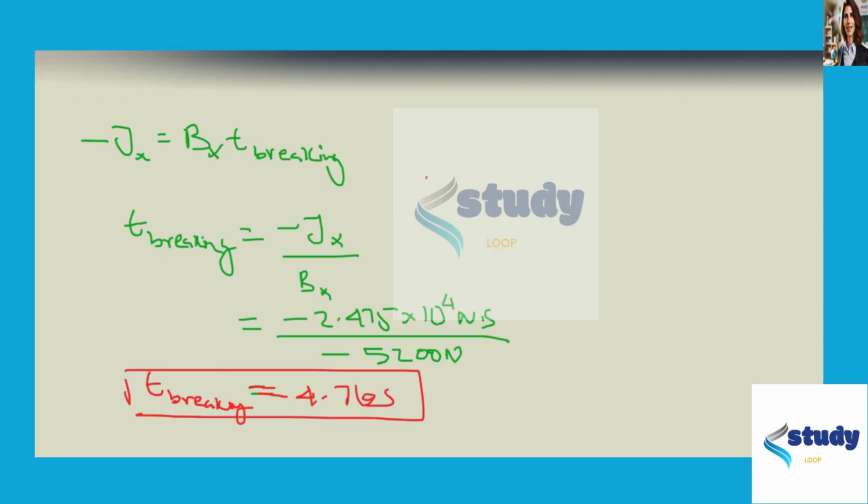So that's the time it takes, if you apply the force right here, it's going to take a while to stop. So the Prius is moving that way. There's a force of negative 5,200 newtons being applied. And then we see that it goes all the way up until it stops. So the time it takes is 4.76 seconds.